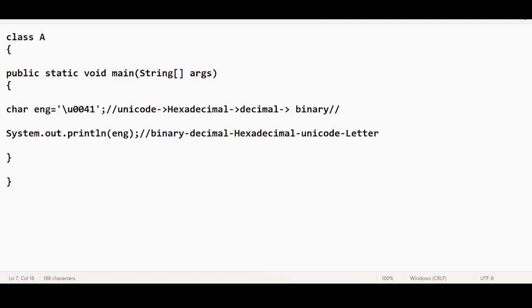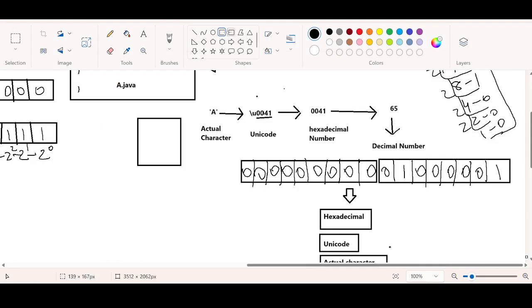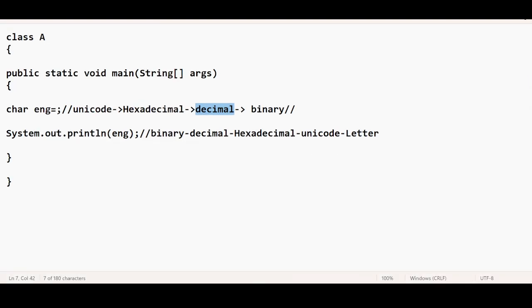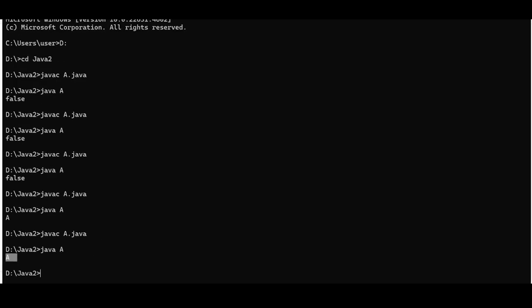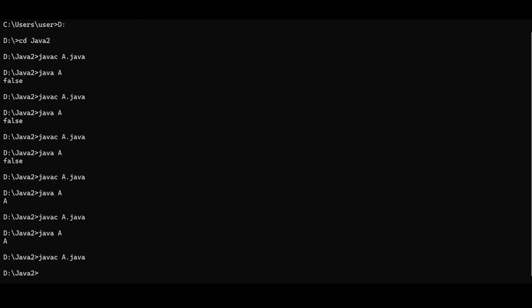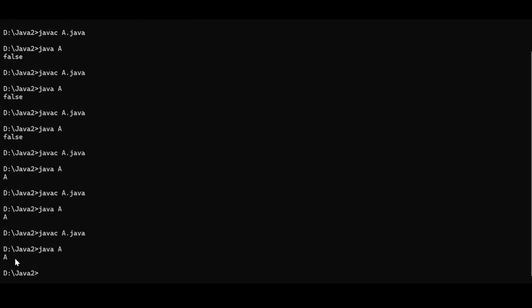If you're not interested in assigning Unicode directly, you can also assign the equivalent decimal number, not binary. When I say equivalent decimal number, this is the equivalent decimal number: 65. Assign that 65. If you are assigning 65, let me compile and execute this. Okay. You are still getting the same result here.